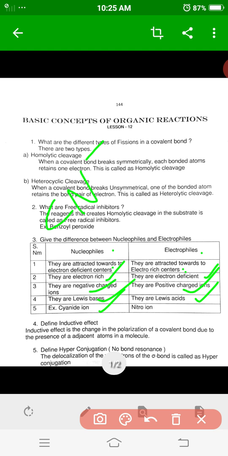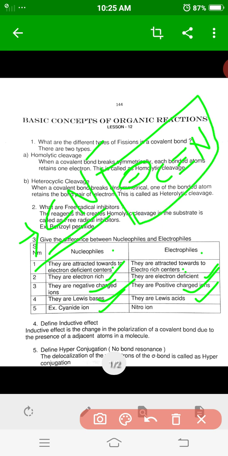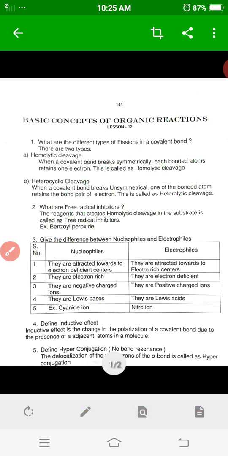So the carbon in cyanide has bond order 4: one, two, three bonds, the nitrogen is attached, and one more electron is also here. So this is the cyanide ion, a Lewis base, an example of a nucleophile. Next, the nitro ion, NO2 plus, is an example of an electrophile.